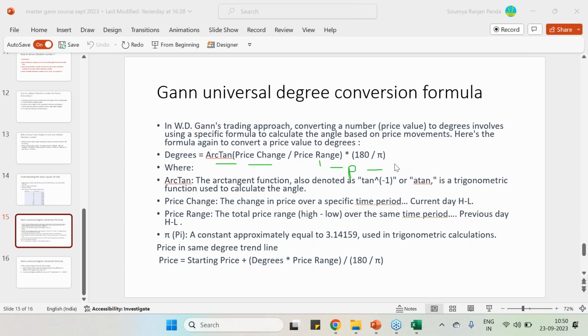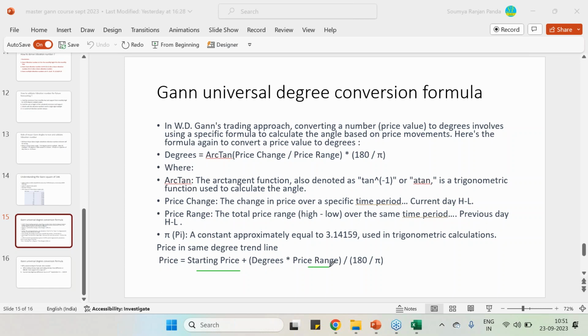So based on your requirement. Suppose previous day, today you are taking, valid for the next day. If you are taking previous week, next week, then it is valid for 1 week. So by this process you can calculate the universal degree. So this starting price should be open price or previous day's closing price or current price, and the degree what you have converted multiplied with price range.